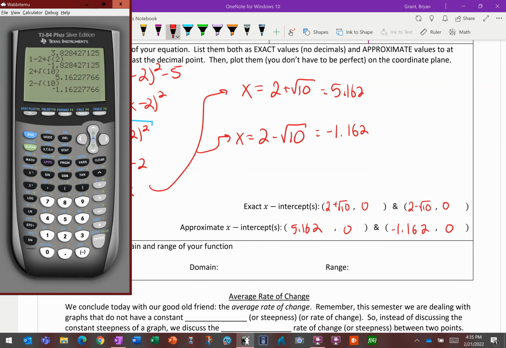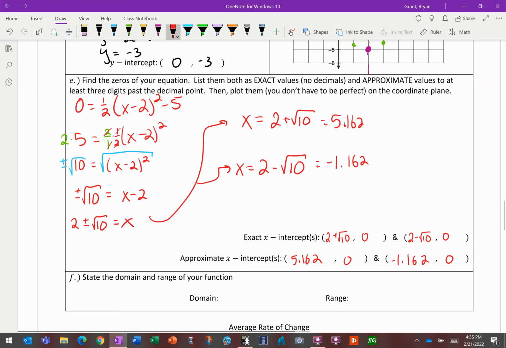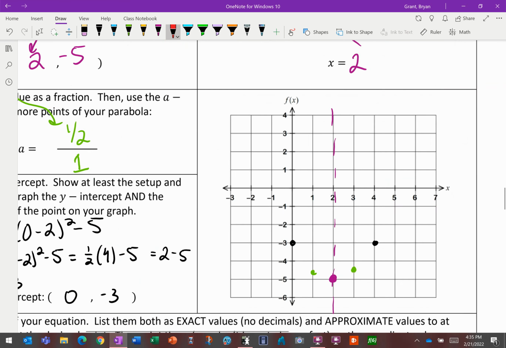All right. And let's make sure that holds up to our graph. 5.162, it's a little bit bigger than 5. And negative 1 point something, a little bit smaller than negative 1. Yeah, I think that kind of lines up with our U-shaped graph. So finishing this off, see our one nice parabola, and here comes the other. Great.